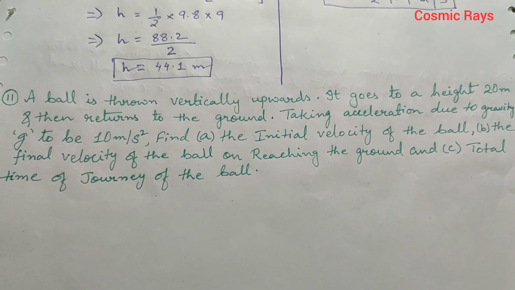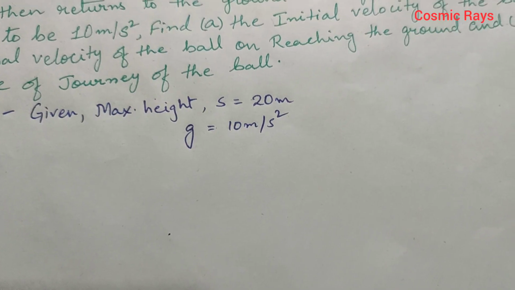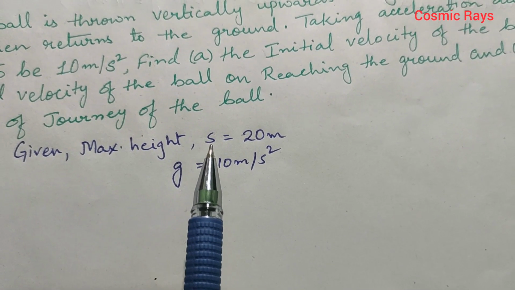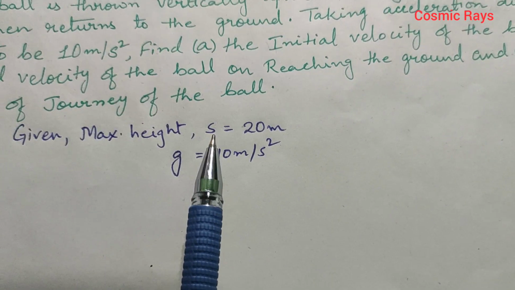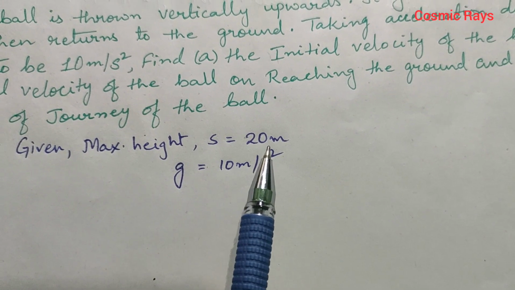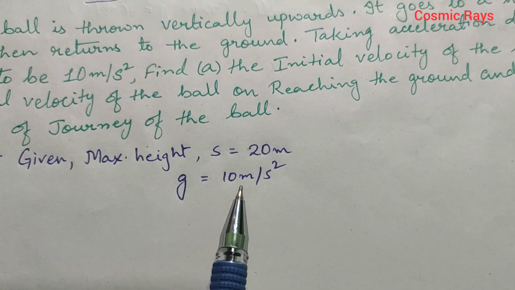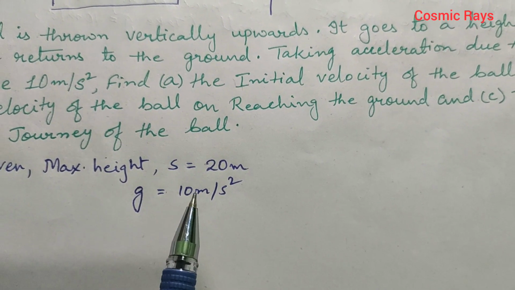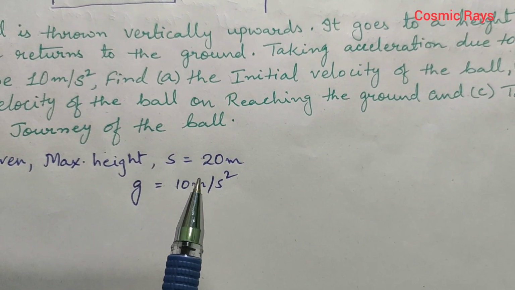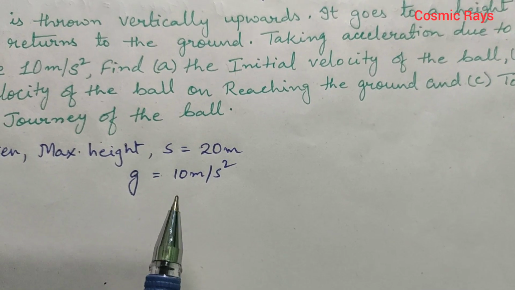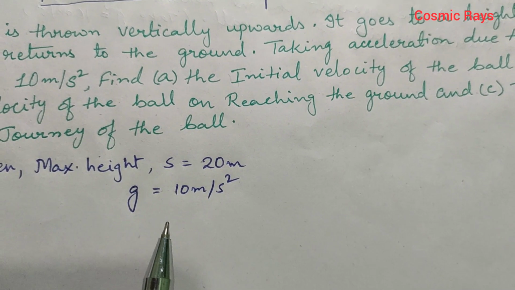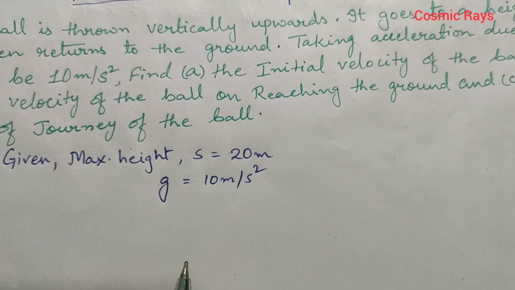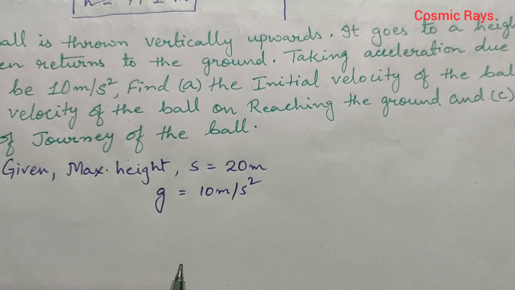So first we write the given things. So we have written what is given to us, that is maximum height. Here in this case we are taking it to be s, that is the distance traveled, equal to 20 meter, and acceleration due to gravity is 10 meter per second square. Here we have to understand that in the question it says that a ball is thrown vertically upwards. So in this scenario, when the ball reaches its highest point, before it returns back, the velocity will be 0.